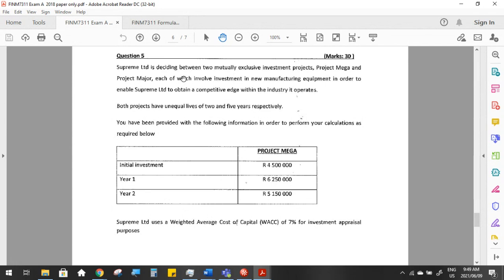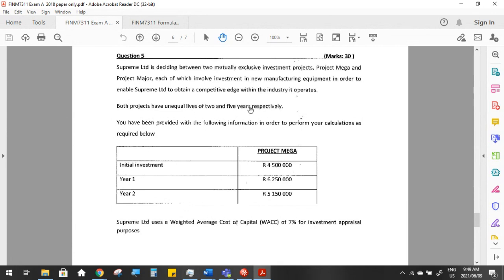So we've got Supreme Limited deciding between 2 mutually exclusive investment projects, which means we can only do one or the other, Mega and Major. Each of them involves investment in new manufacturing equipment in order to enable Supreme to obtain a competitive edge within the industry that it operates. The projects have unequal lives, 2 years for Project Mega and 5 years for Project Major. They shouldn't have used the word both there.